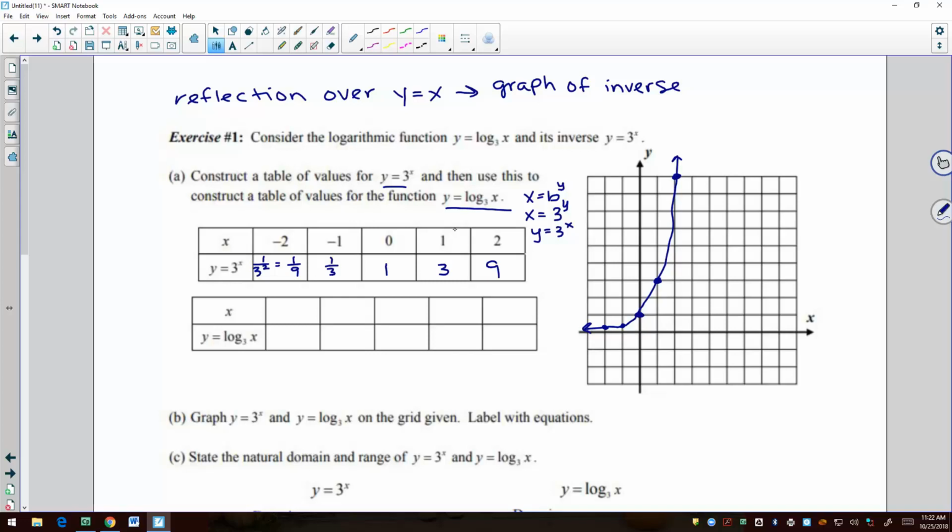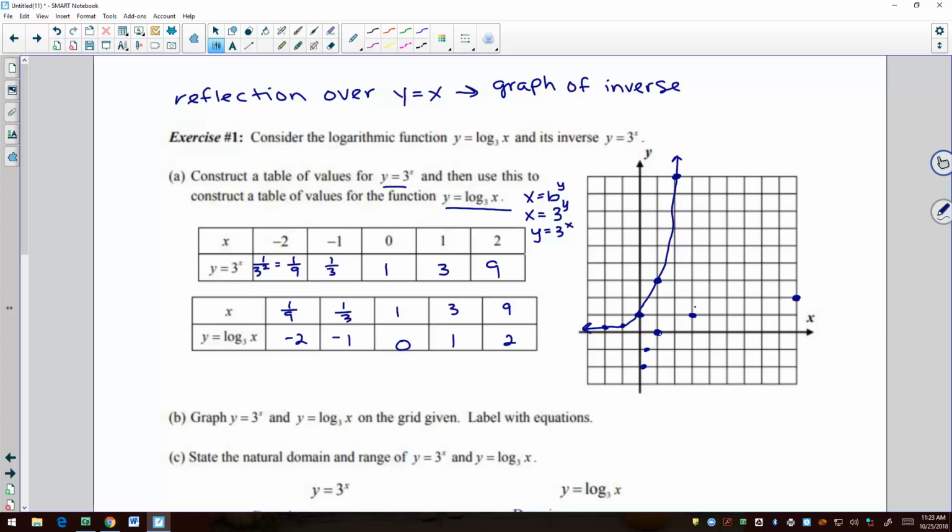All right, so to do the log graph, which is the inverse of the exponential, you just switch the x with the y. So this is 1/9, negative 2; 1/3, negative 1; 1, 0; 3, 1; and 9, 2. Now, you will notice when we graph this, we're going to go over 1/9 down 2, over 1/3 down 1, over 1, 0, 3, 1, and then 9, which is the last one, 2.